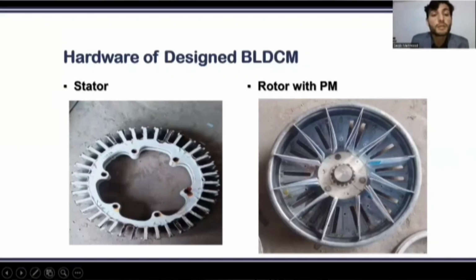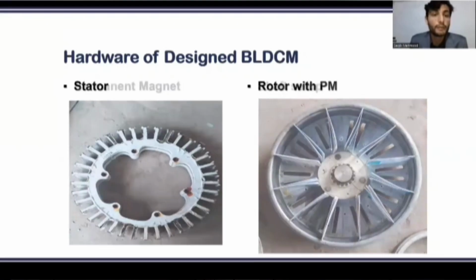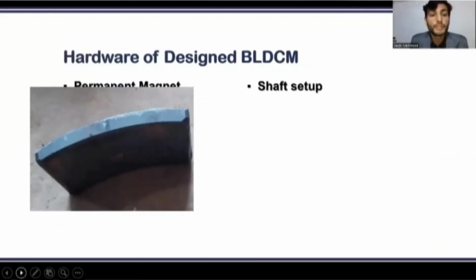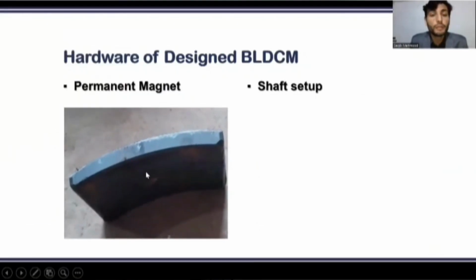This is the stator which has 36 slots, and this is the rotor with the permanent magnet which is stuck to the rotor steel with epoxy, and it has 12 poles. So this is the permanent magnet used for the hardware design of the 36 slot 12 pole motor, which has a thickness of 6 millimeter.